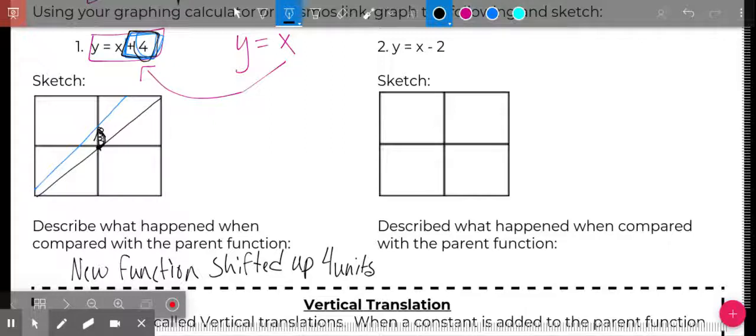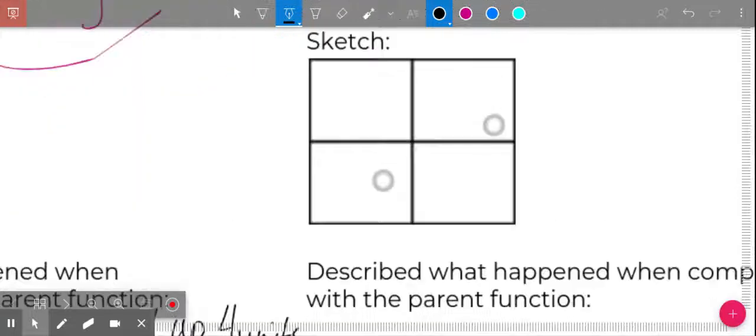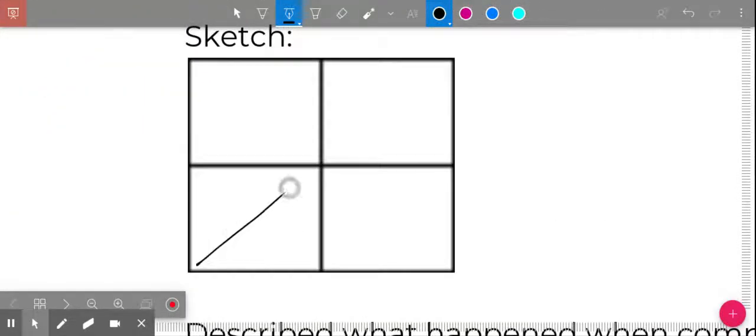All right, so looking at the next one, we have y is equal to x minus 2. I want you to go ahead and put that into the calculator and give me a sketch. All right, so hopefully you put that into the calculator and gave me a sketch. Remember, our parent function is this one. So our new function probably looked like this. Not probably, it did look like this.